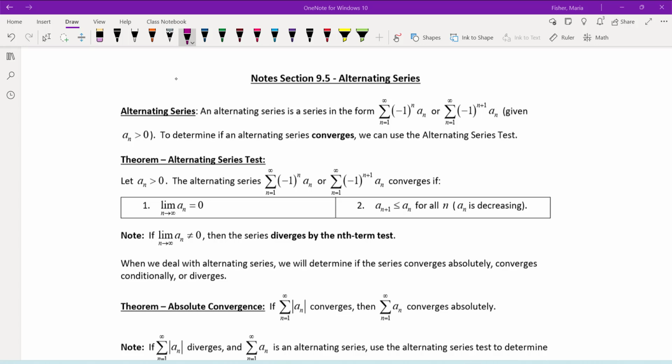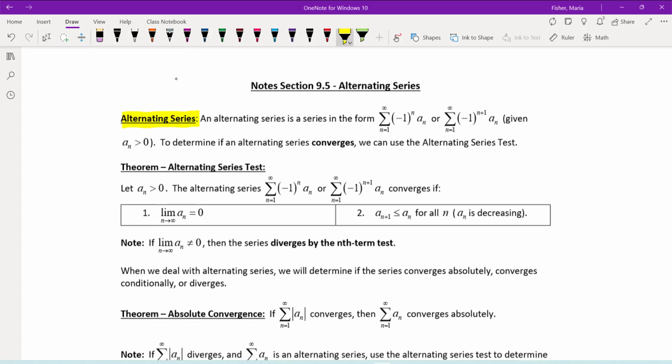Section 9.5 is alternating series. In this section, we're going to look at series that alternate between positive and negative terms. So an alternating series is a series in the form the sum from n equals 1 to infinity of (-1)^n times a_n, or (-1)^(n+1) times a_n, given that a_n is positive or something that doesn't alternate itself.